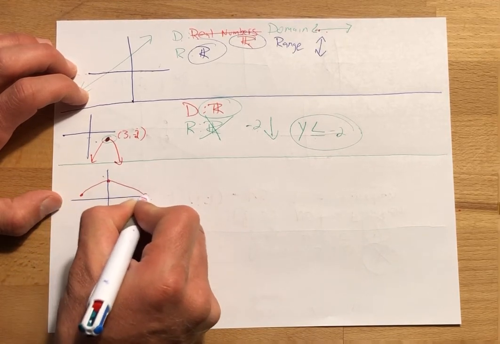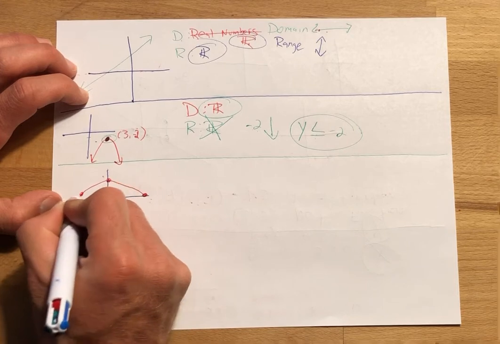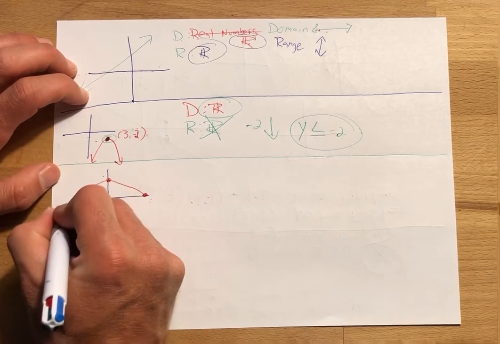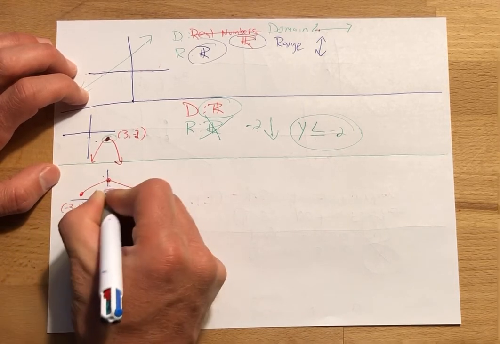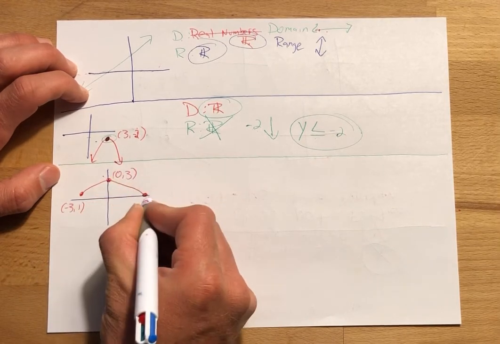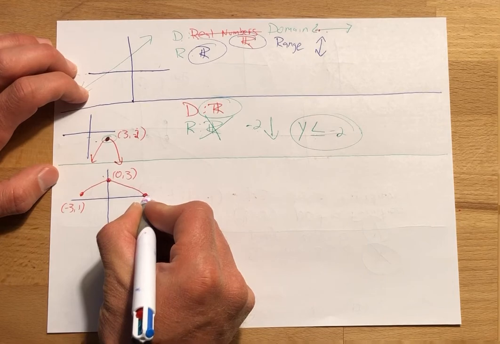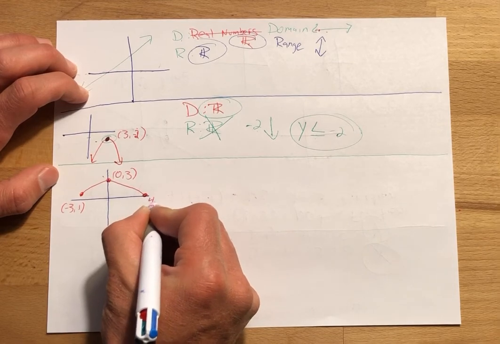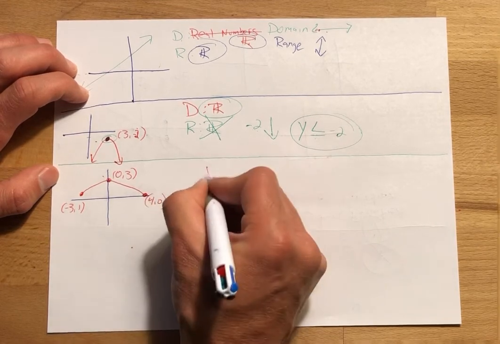All of these graphs are from the notes. This coordinate is -3, 1. This coordinate looks like it goes up to 0, 3. And this right here is 1, 2, 3, 4. 4, 0. Okay. What's your domain?